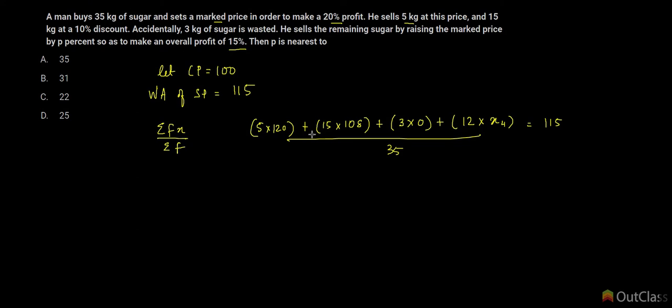Now I'm going to take the 35 to the other side. This will give you, I believe, 3500 plus 525, 4025. Start subtracting the other stuff. You will have 12x4 is 3425, 1925, 1805 is what you will get. X4 is 1800 by 12 is 150, a little over 150.